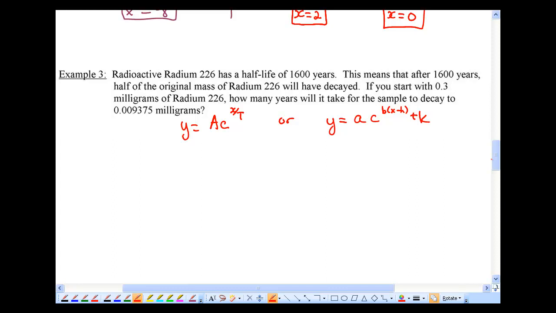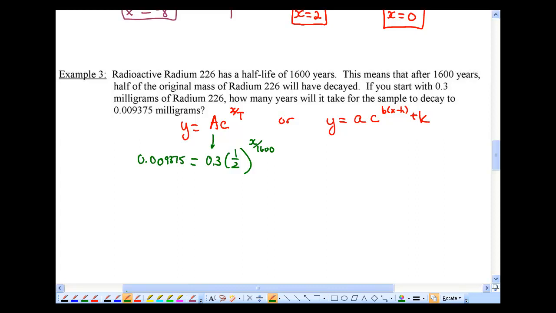Let's see. We start off with 0.3 milligrams, so A must be 0.3. It's half-life, so C is a half. x is the time. We don't know it in years, but we do know that the capital T is the time it takes for one cycle of this to occur. That's 1600 years. And because we want to have, in the end, 0.009375 milligrams, that's my final amount. It goes on the left-hand side.